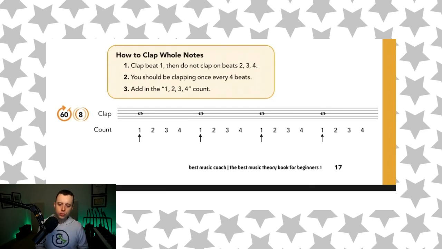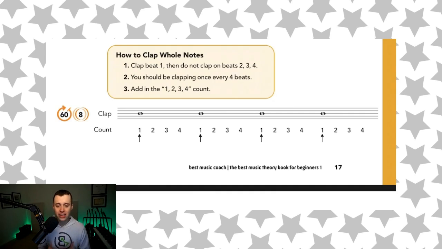1, 2, 3, 4. 1, skip 2, skip 3, skip 4. Clap 1, skip 2, skip 3. Move your hands. Clap with me. 1, skip 2, skip 3, skip 4. Clap 1, skip 2, skip 3, skip 4. Now count 1, 2, 3, 4. 1, 2, 3, 4. 1, 2, 3, 4. Okay, that's whole notes by themselves.